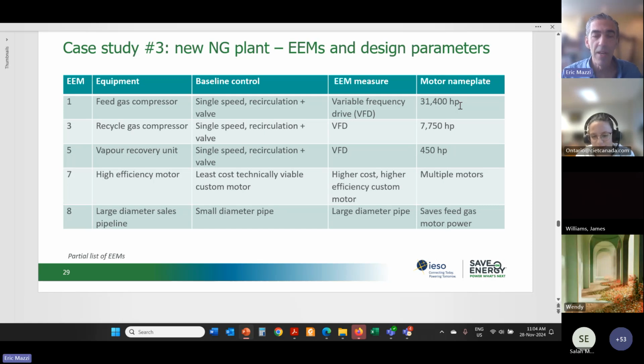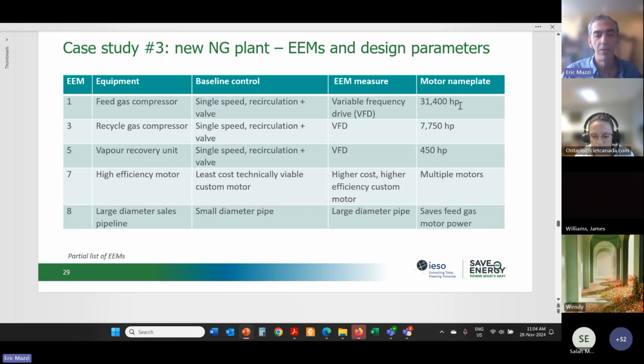And the baseline would have been the least cost, technically viable custom motor. But of course, the plant owner could invest in a higher efficiency synchronous motor, squeezing out an extra 1% efficiency or something like that, or even 0.5% is very significant when you're talking about a 25 megawatt motor. Also, larger diameter pipes versus smaller diameter that would have been feasible to meet pipeline velocity requirements.